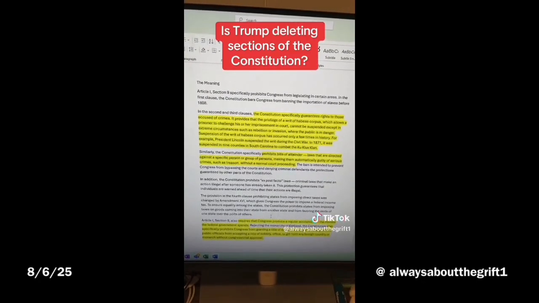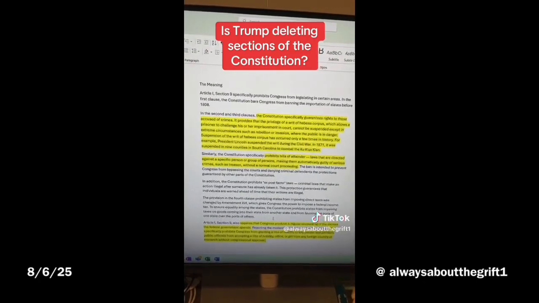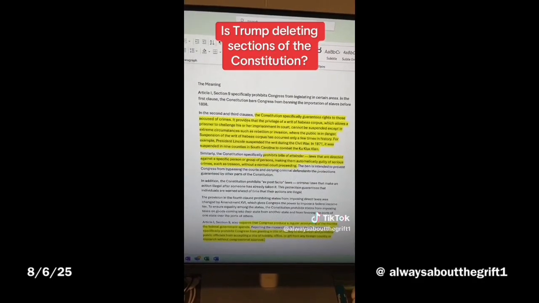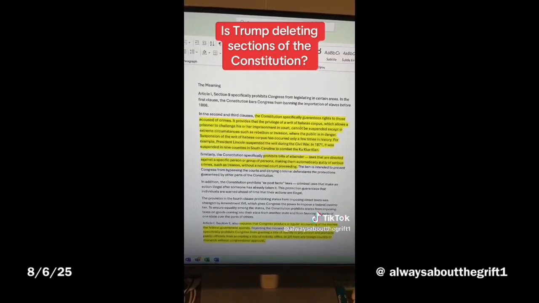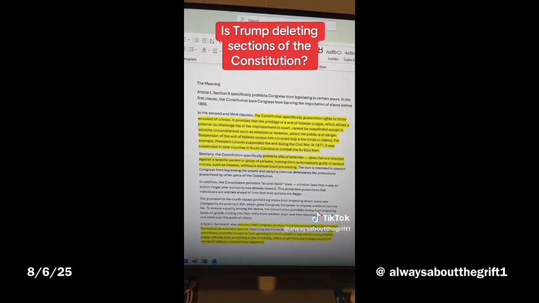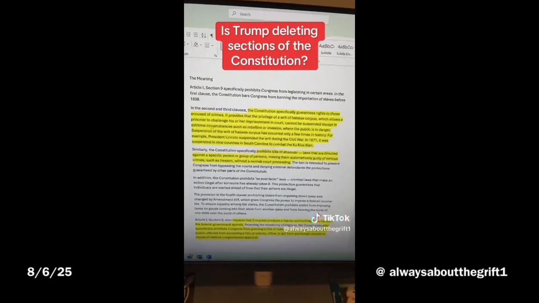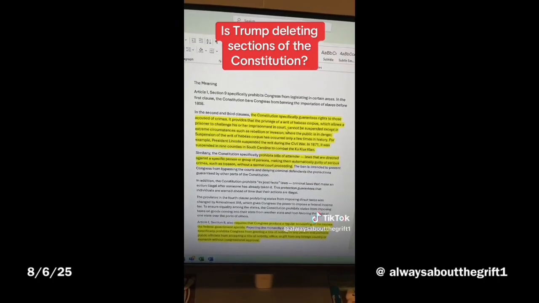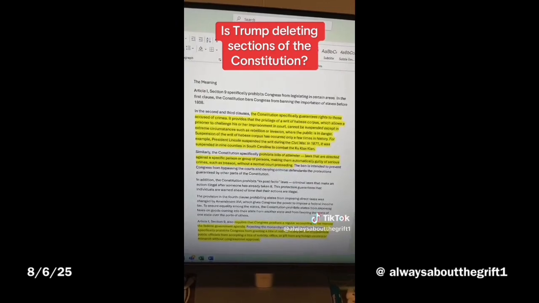And I highlighted a couple things that are happening right now that Donald Trump has taken issue with just recently. The Constitution specifically guarantees rights to those accused of crimes. That's called writ of habeas corpus. You've heard this because it's come up a lot in immigration, where they seem to be circumventing the writ of habeas corpus. What that means is it allows a prisoner in our country to challenge his or her imprisonment in court. It cannot be suspended except in extreme circumstances such as rebellion or invasion.